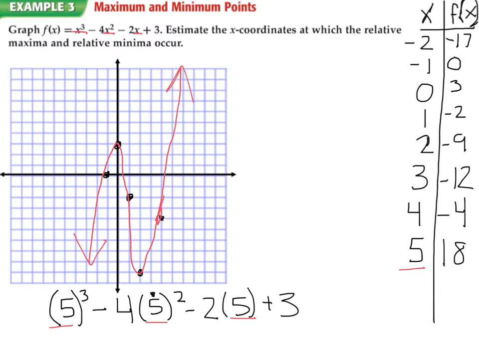The value of f of x at x equals 0 is greater than the surrounding points, so there must be a relative maxima near x equals 0. Now that doesn't mean that that's necessarily going to be the maxima, that just means it's going to be near it. And then we also know that the value of f of x at x equals 3, so we had f of x is negative 12, is less than the surrounding point, so there must be a relative minima near x equals 3. So let's go ahead and write that down.